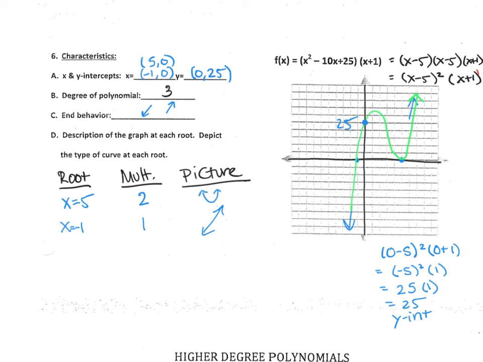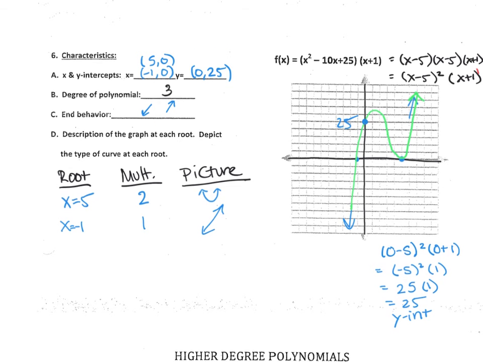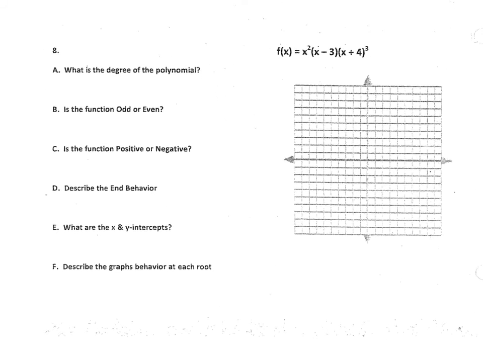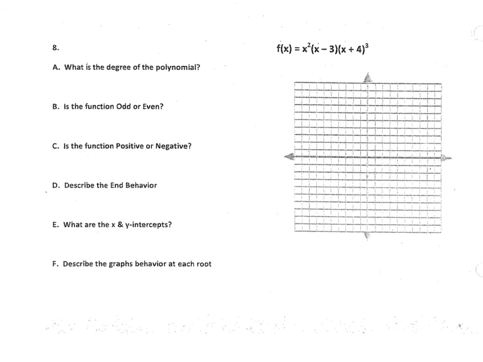So this is an example when you may have some factoring, but let's take a look at some other type of multiplicities. So we're going to move down to problem number 8. This one's worded a little bit differently, but this one's factored all the way. First it asks, what is the degree of the polynomial?